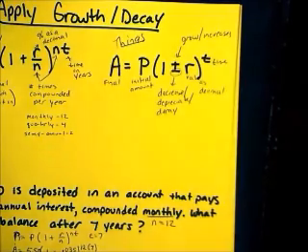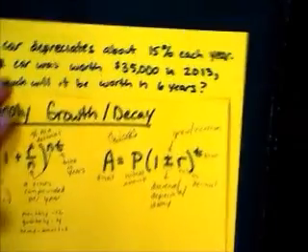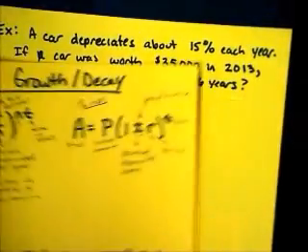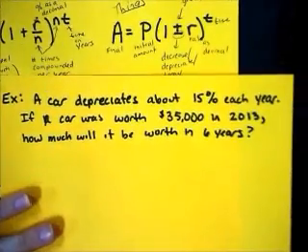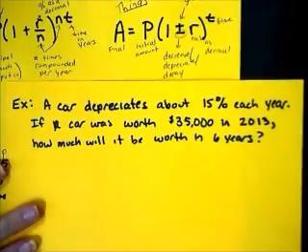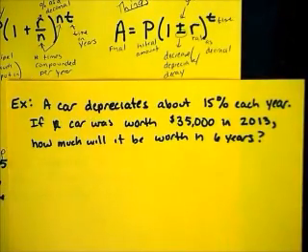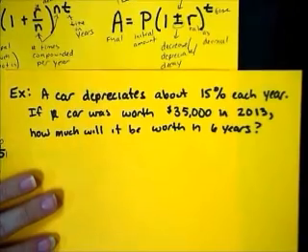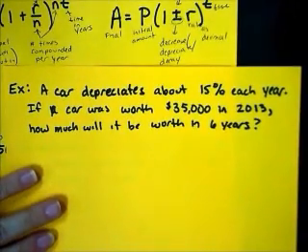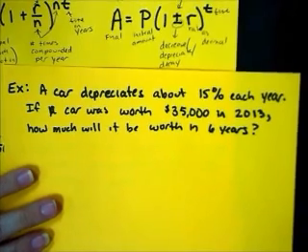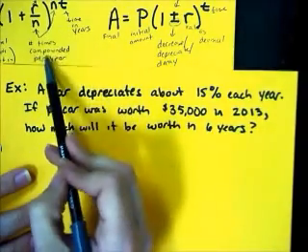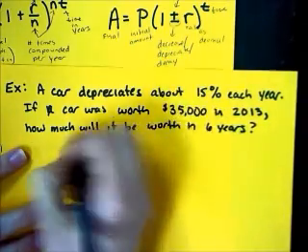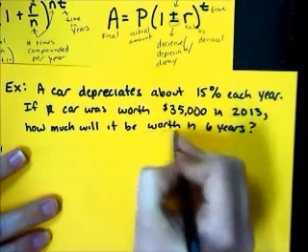So if we use an example of a problem like this, I'm going to just lay this on top. Okay, so this says a car depreciates about 15% each year. If a car was worth $35,000 in 2013, how much will it be worth in 6 years? So we're not talking about compounded money, so we're going to use this equation. So A is our final amount. We want to know how much it'll be worth, so we're looking for A. P is the initial amount. My car initially cost $35,000. So this is going to be my P value.